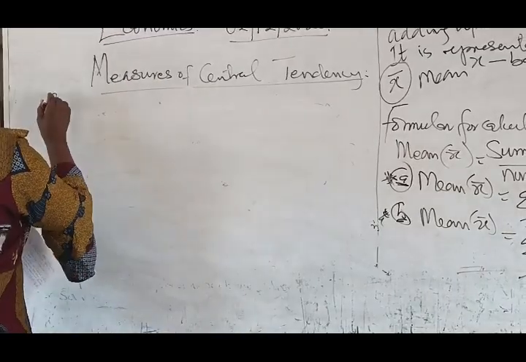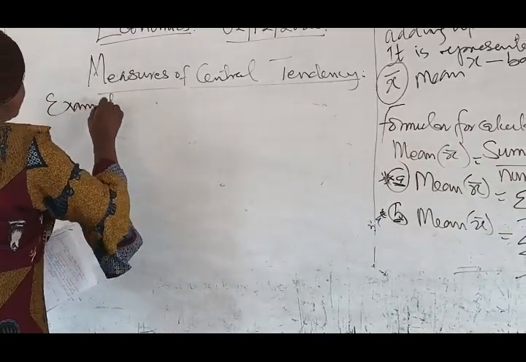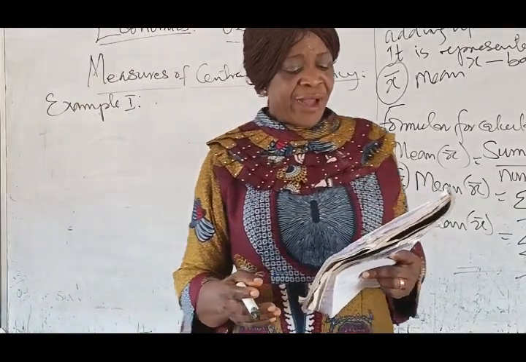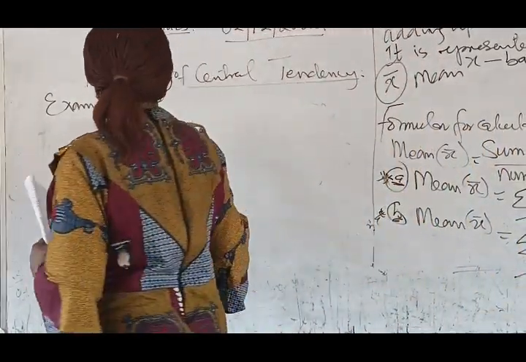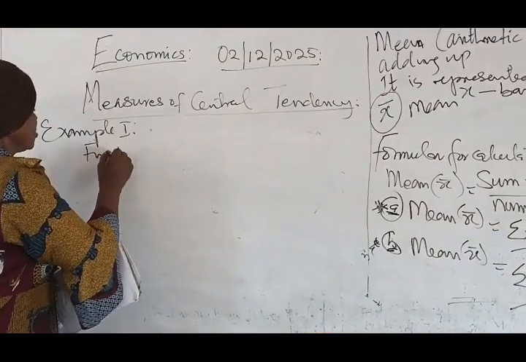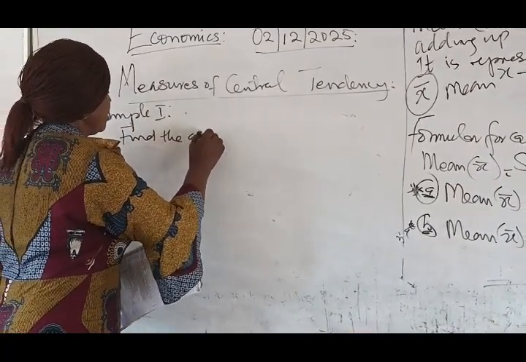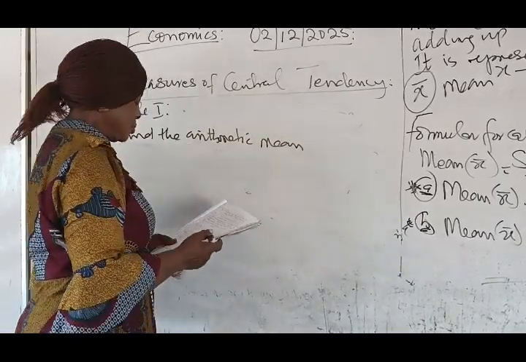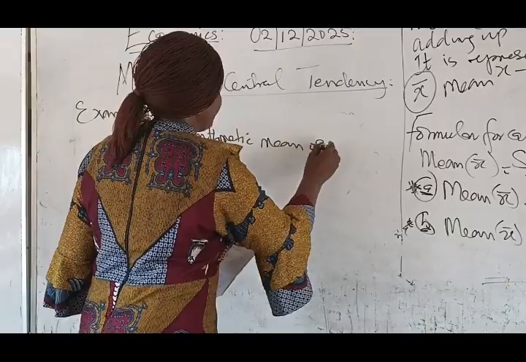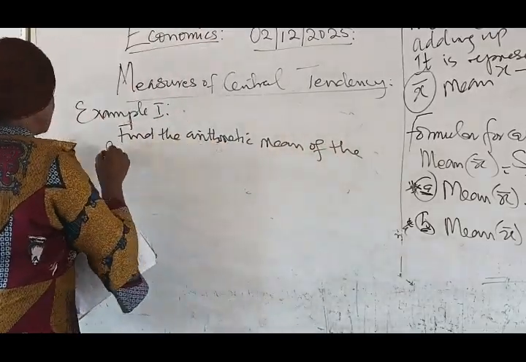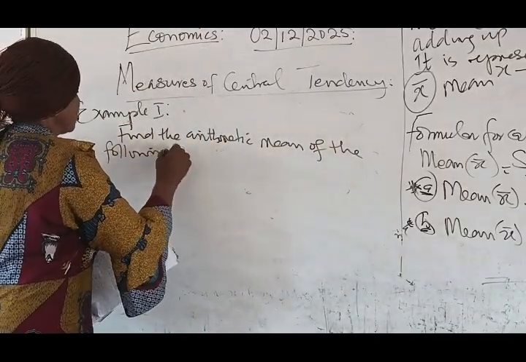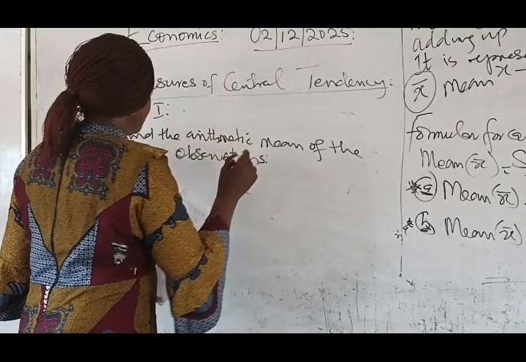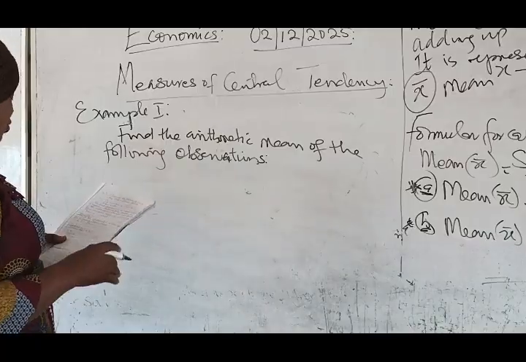So we have example 1. We can have a question like this. Find the arithmetic mean of the following observations. Find the arithmetic mean of the following observations.